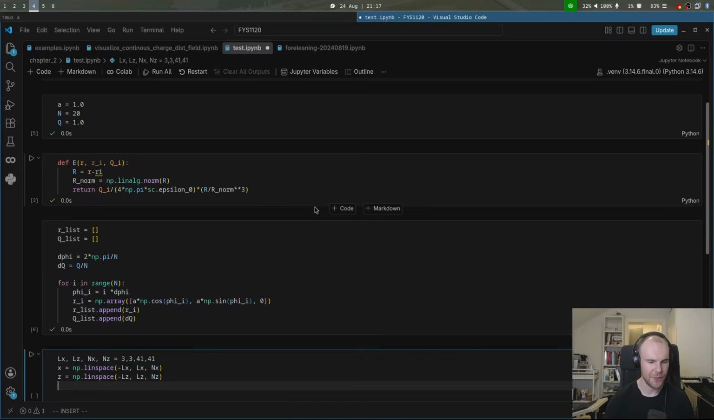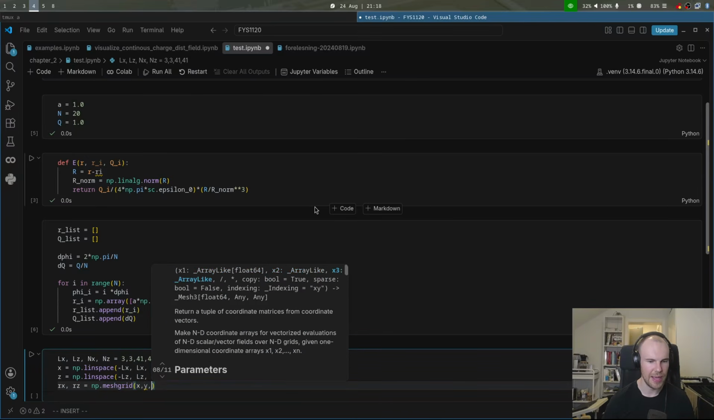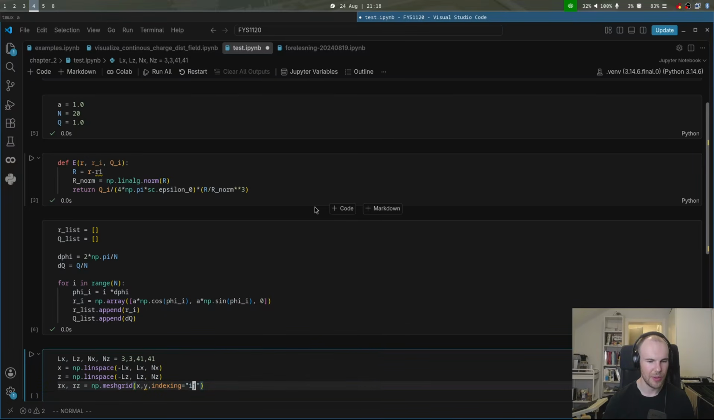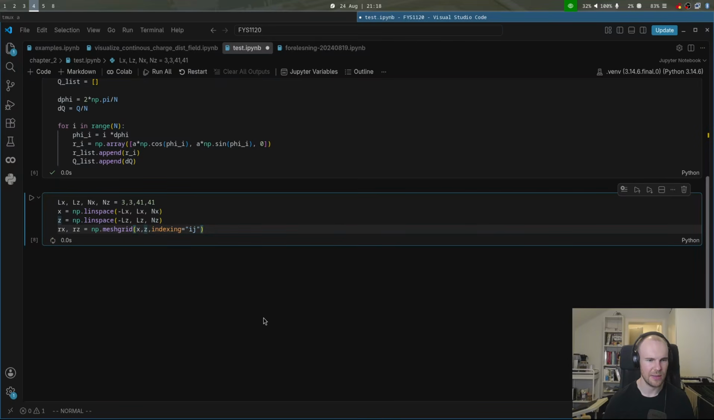Then we say Rx, Rz is equal to np dot meshgrid, and the meshgrid should of course be x and y, and always remember that indexing. Okay, we run this, it wasn't happy. What did I do wrong? Indexing ij. Name y. Oh, yeah, of course. Confusing. Okay. That's all right.